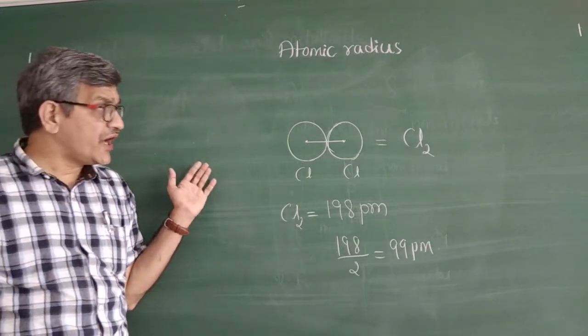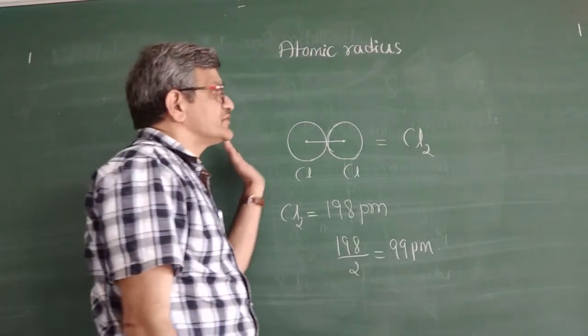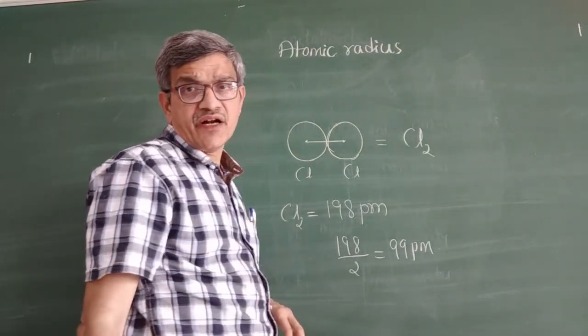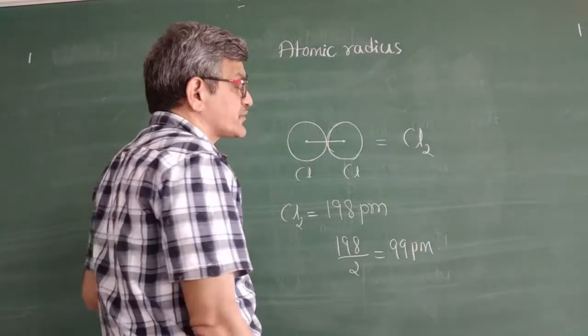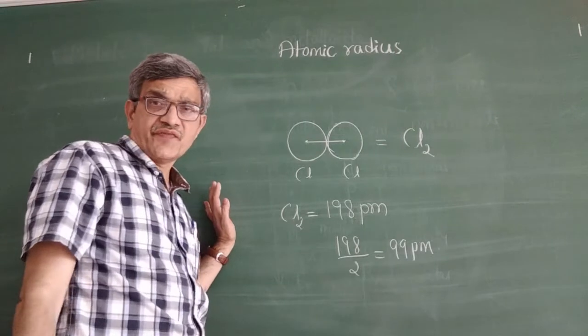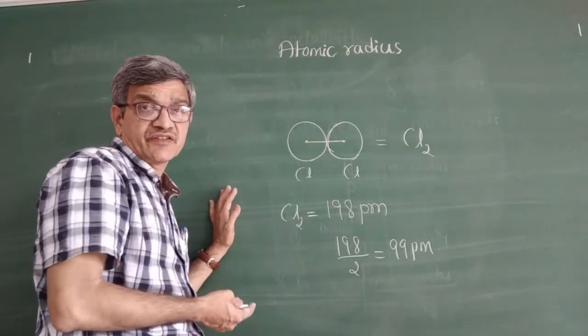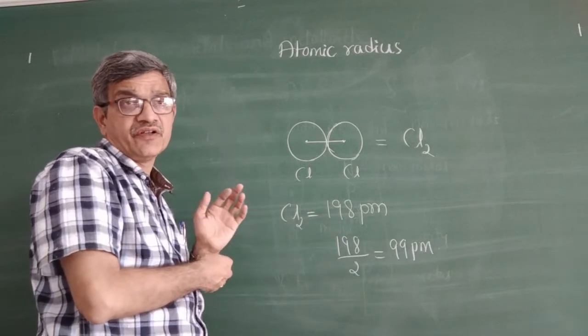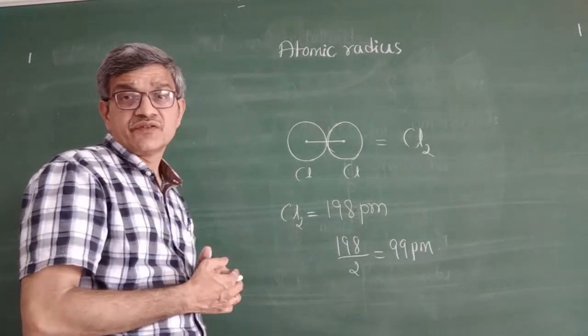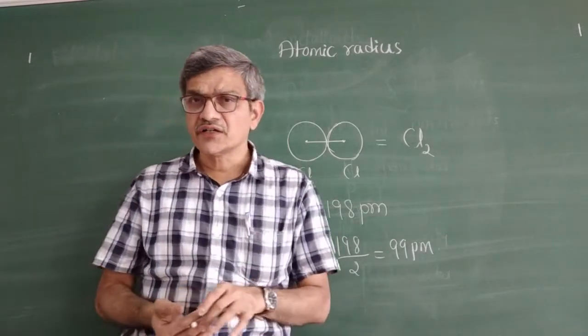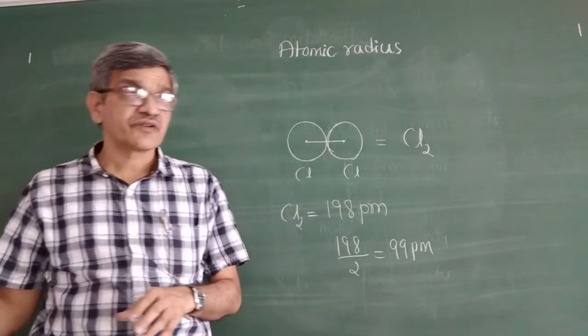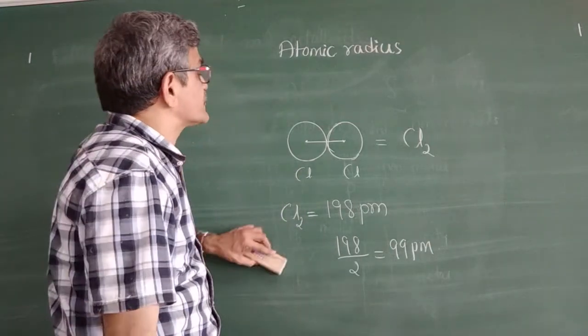Next, how does the atomic radius change along the period and down the group? These are normally asked, very important questions. Normally they ask for the variation of atomic radius along the period and down the group, as well as the reason.